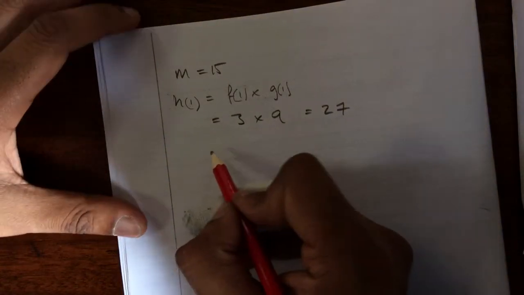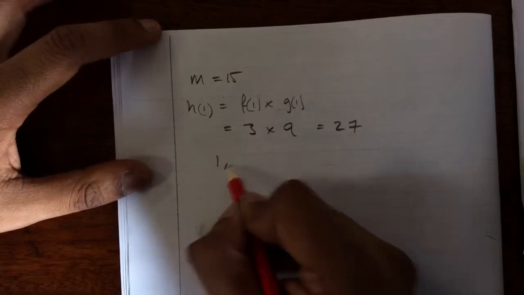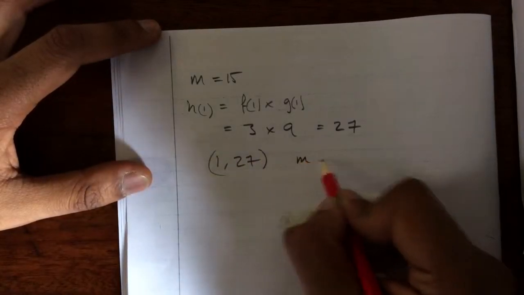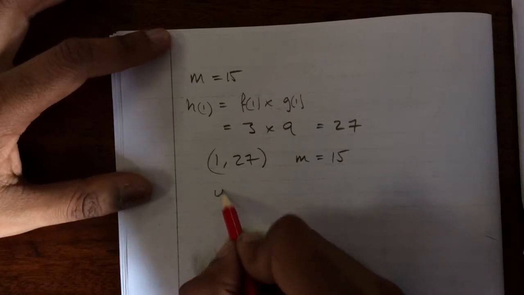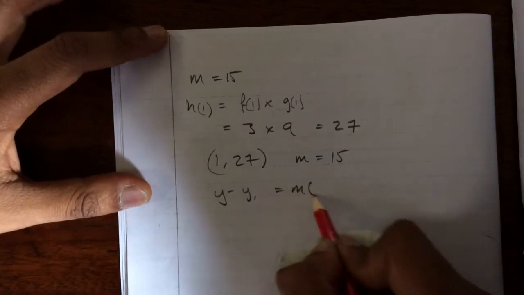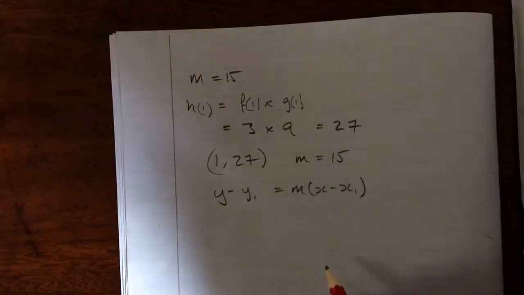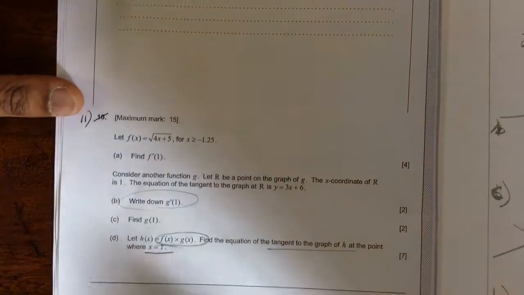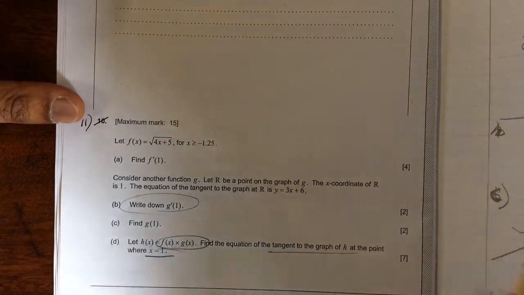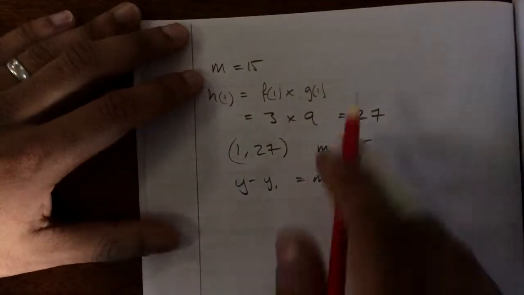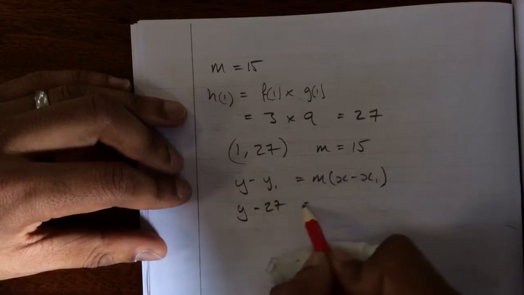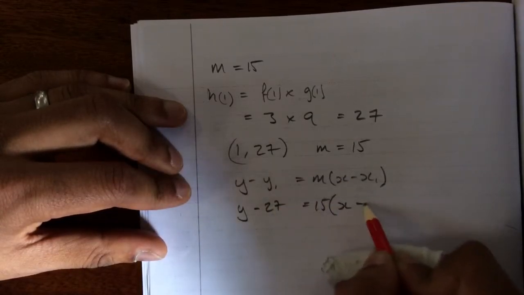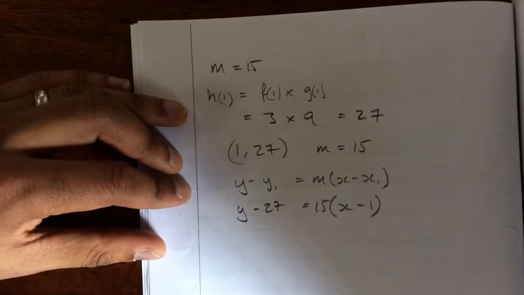So we've got a point, and the point we've got is (1, 27), and we've got a gradient equals 15. So I'm going to use this equation: y minus y1 equals m, x minus x1. What does it ask for the format? It just says find the equation of the tangent. Fine. So as soon as we fill this in, we've got the equation. So we can say y minus 27 equals 15, x minus 1. Bang. I've got the marks now.